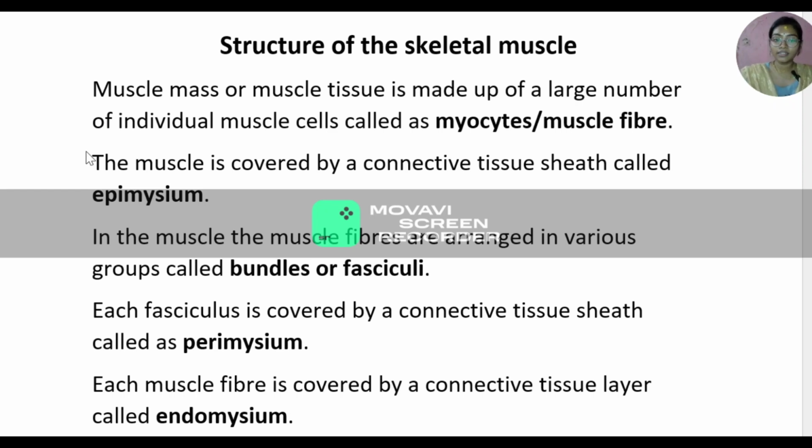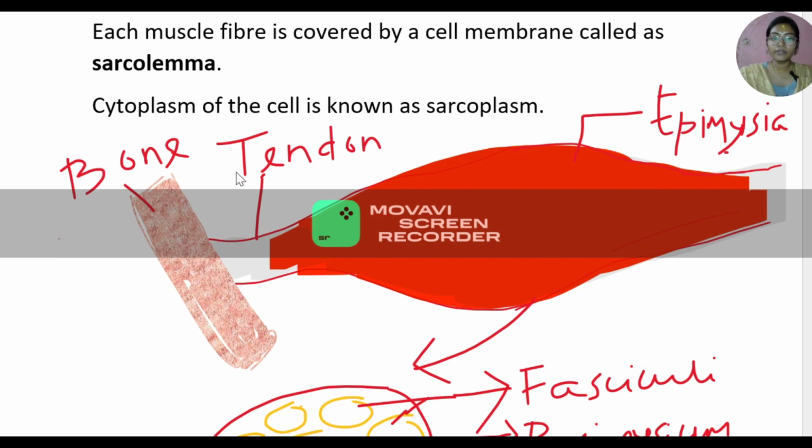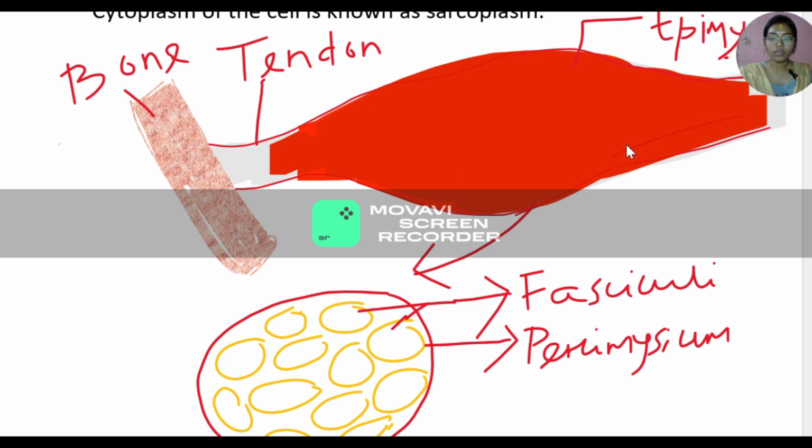The skeletal muscle or the skeletal muscle tissue is basically made up of a large number of individual muscle cells, which are called myocytes or muscle fibers. If we look at the picture of a single muscle, it is connected with the bone through a tendon. The connection between bone and muscle is called a tendon. This is the outer covering of the muscle. Every muscle is surrounded by a thin connective tissue layer called the epimysium.